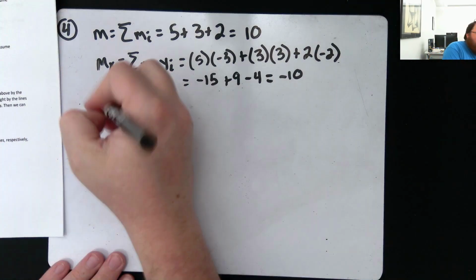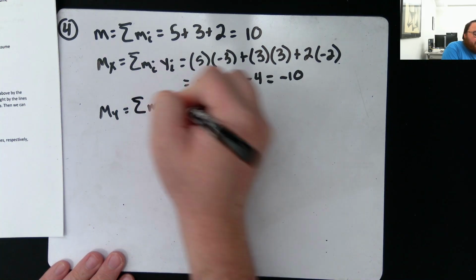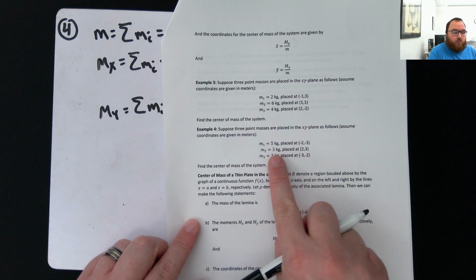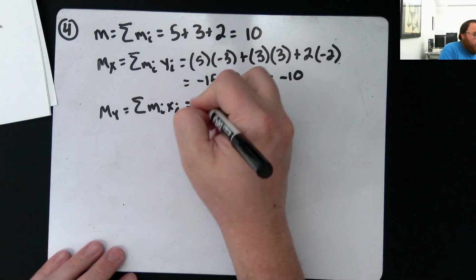So then do the moment about y. That's going to be the sum of the masses times the x. 5 times -2, 3 times 2, 2 times -3. That's what we're going to do there.